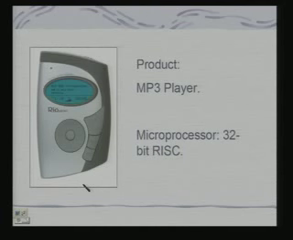This is an MP3 player, various versions of MP3 players you are using. They are all embedded systems. What is MP3? MP3 is actually a compressed form of audio. Since we need to decompress audio to play, I need to do a pretty sophisticated computational task. That is why you will find that the microprocessor being used here is a 32-bit RISC microprocessor.